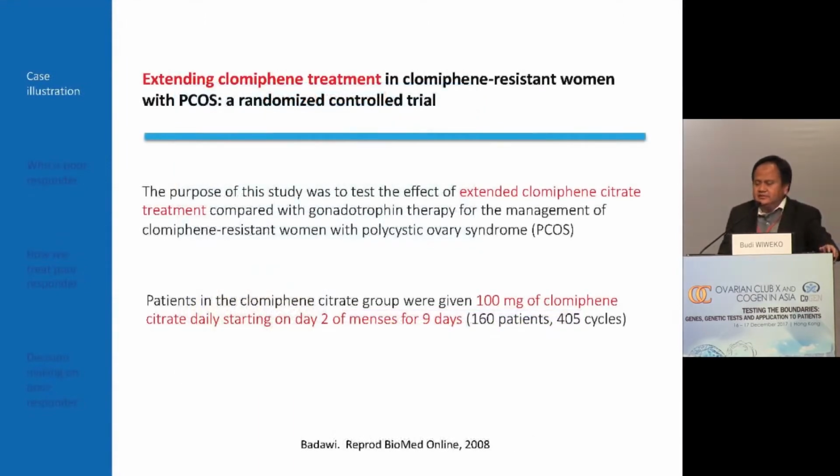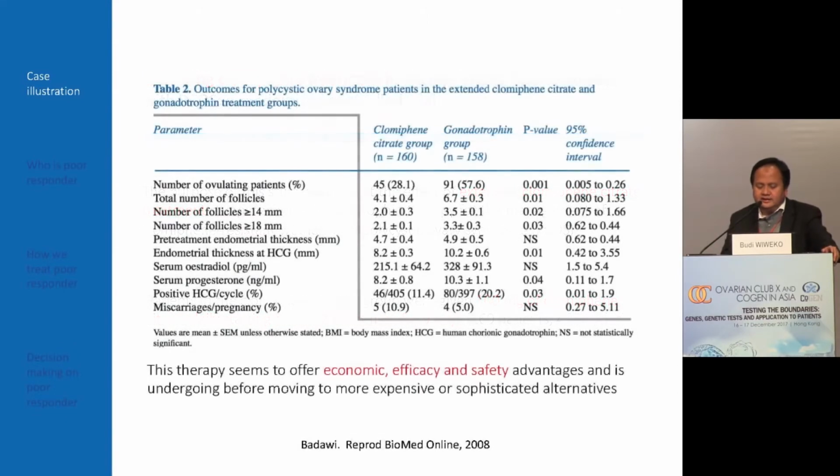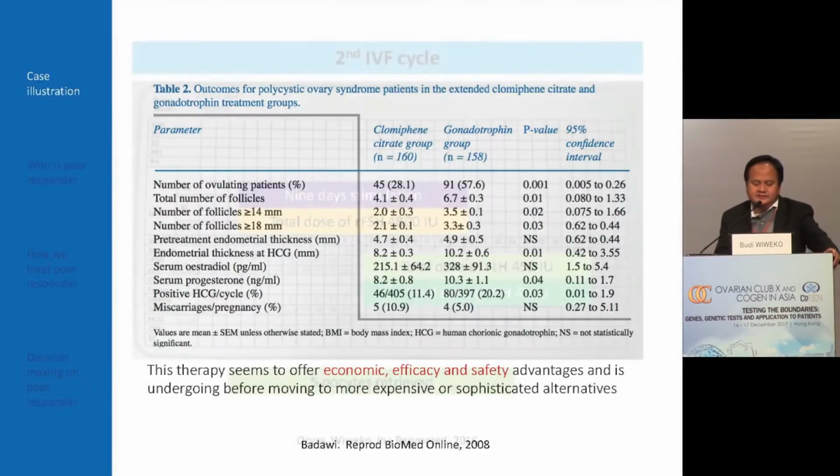I think extended clomiphene citrate was proposed almost 10 years ago by Badawi. At the time, extended CC was used to try to expand the FSH window in CC-resistant PCOS patients. In this table we can see the results of extended CC. Endometrial thickness was thinner in the CC group compared to low dose gonadotropin, and the clinical pregnancy rate was half that of the gonadotropin group, but they had the same miscarriage rate. That's why extended CC should be considered, because of its economic, efficacy, and safety advantages, especially in CC-resistant patients. We can also think of using it in poor responder patients.